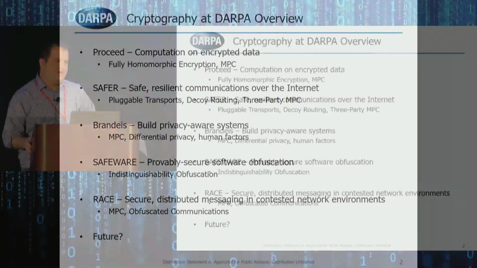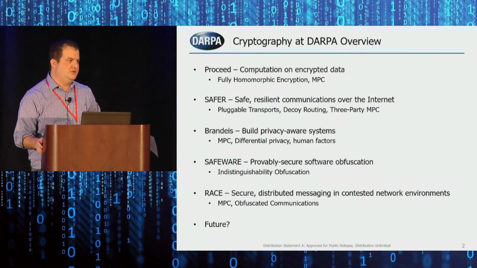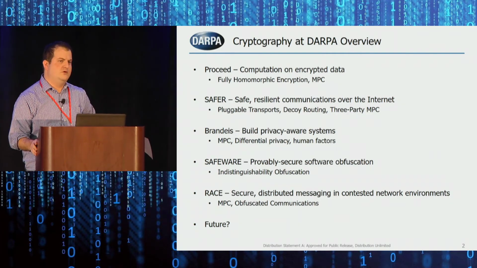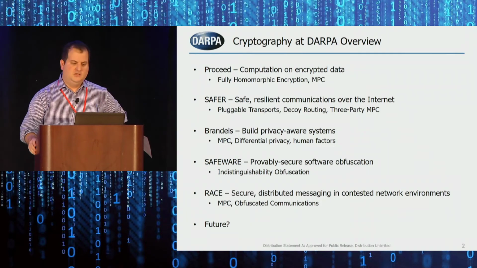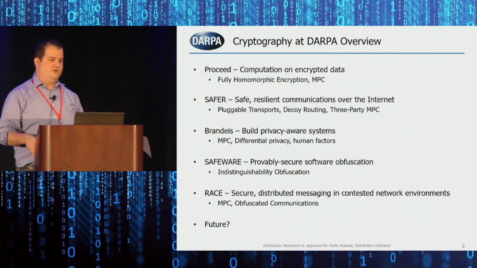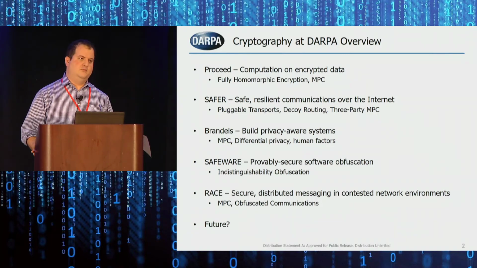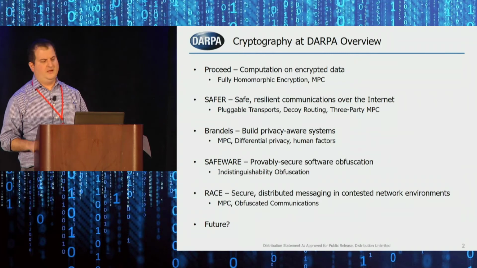In the beginning, there was Proceed, which was about computation on encrypted information, largely focusing on fully homomorphic encryption, and also looking at MPC, secure multi-party computation. Then there was Safer, which was looking mainly at resilient comms on the internet. Some of the pluggable transport work for Tor came out of that. Again, pluggable transports, decoy routing, and even low-party MPC. There was some work done there.